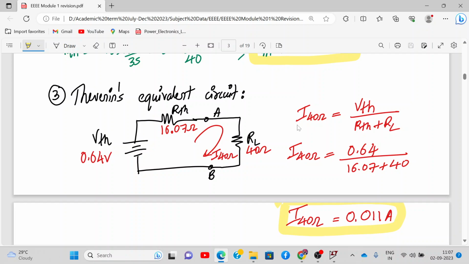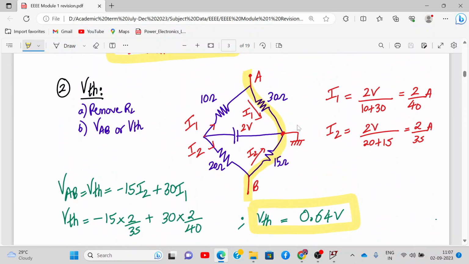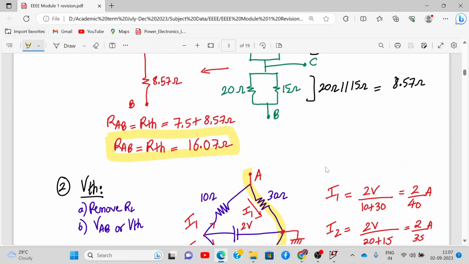Sir, can you repeat how did you calculate VAB? Yeah. Fine. See here, I'll explain again. Let's say this is my V. I am redrawing it. This is the point of intersection. This is A. This is B. And the currents flowing in their loops are I1 and I2 correspondingly. And this is connected to the ground.